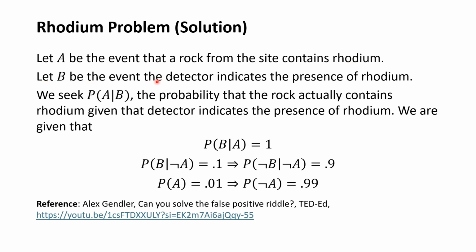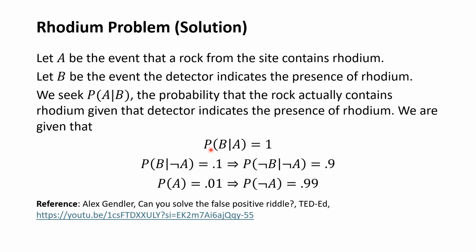And then let B be the event the detector indicates the presence of rhodium. And we know that the detector has certain limits to it, which we'll describe down here in terms of the probabilities. So what we want to know is, given that the detector indicates the presence of rhodium, in other words B, what's the probability that the rock actually does contain rhodium? So we want the probability of A given B. And then we'll work out an expected value based on this calculation.